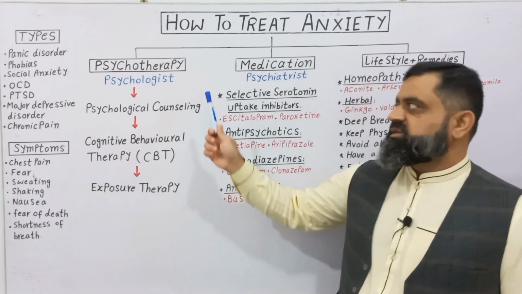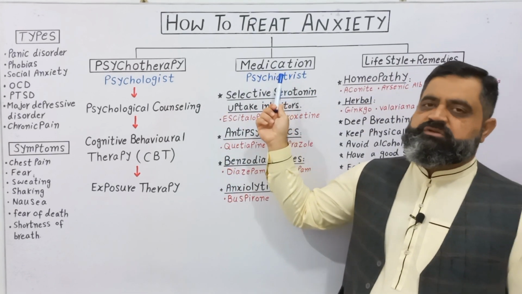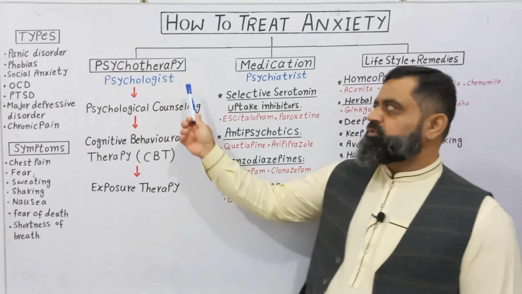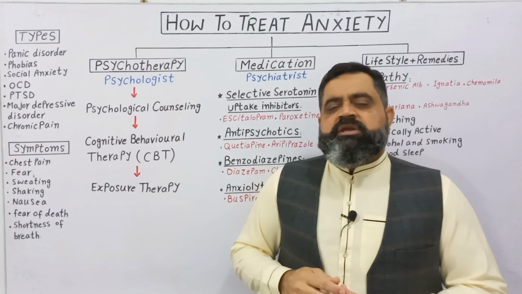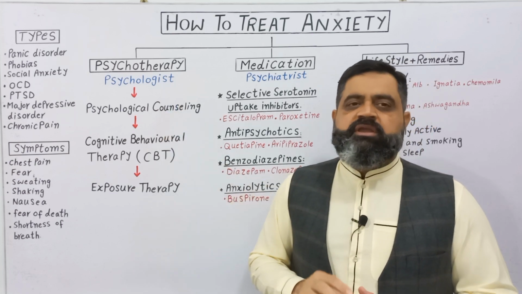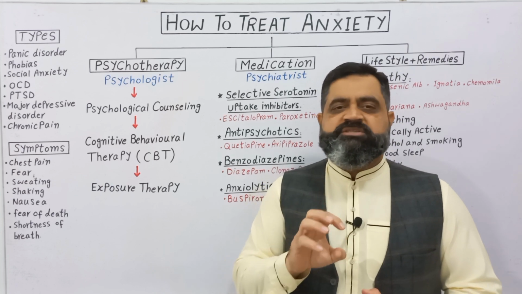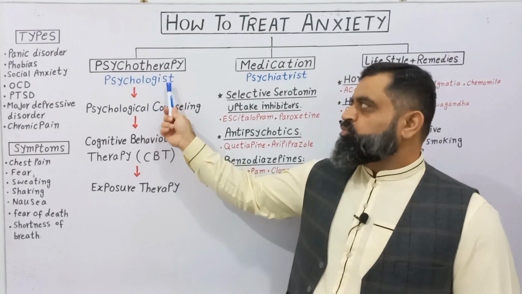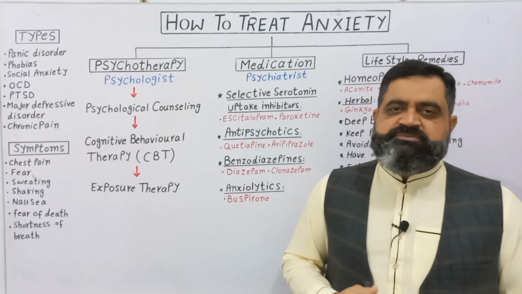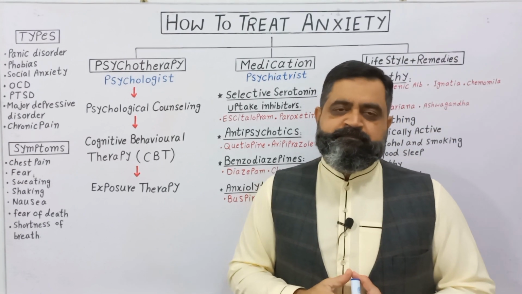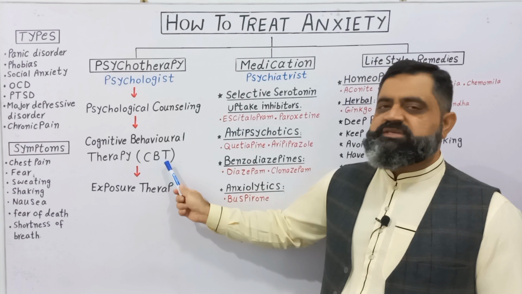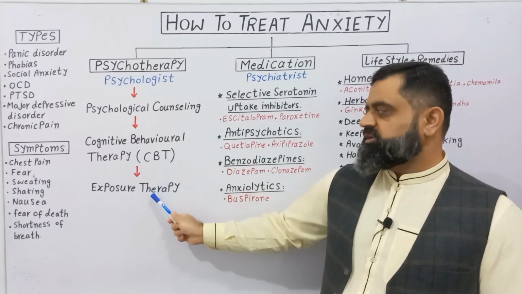So number one, psychotherapy, number two, medication, and number three, lifestyle changes and home remedies. First of all, we are going to discuss psychotherapy. In psychotherapy, specialized persons who are known as psychologists do counseling, therapy, speech therapy. When you go to a psychologist, they do psychological counseling by speaking about this disease and doing cognitive behavioral therapy, also known as CBT, which leads to exposure therapy.